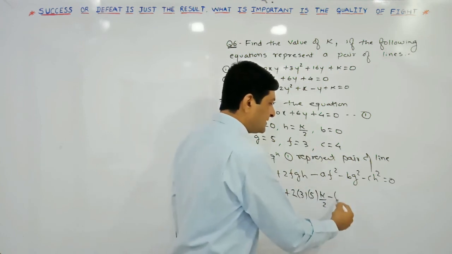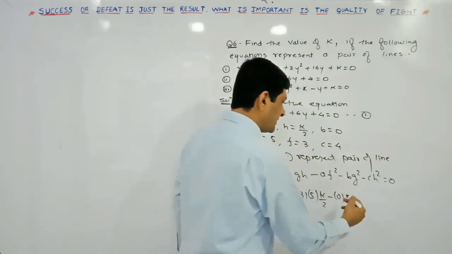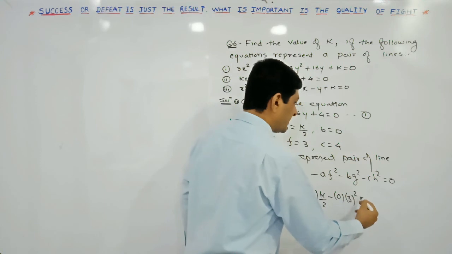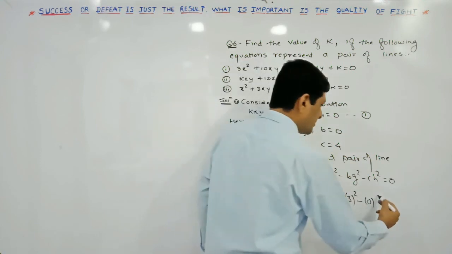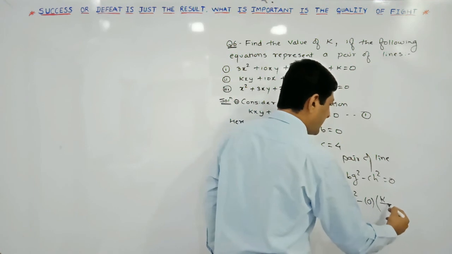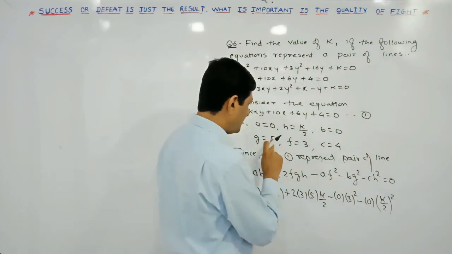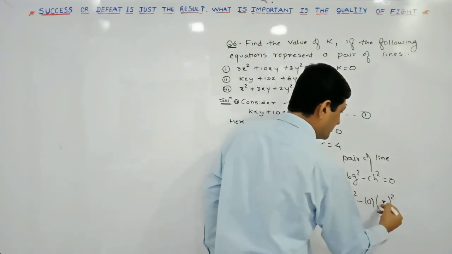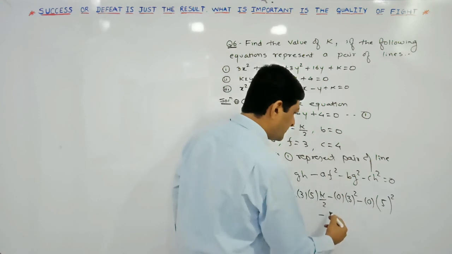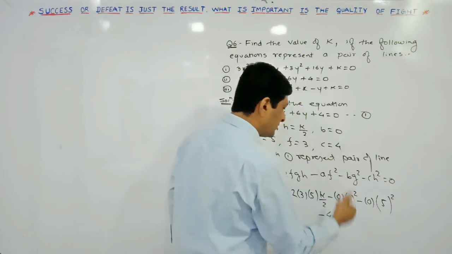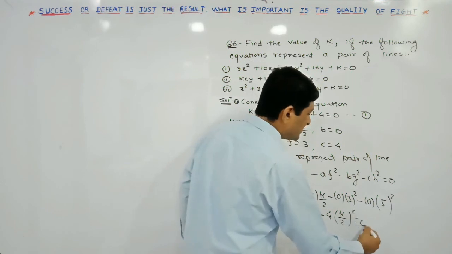Minus, again a is nothing but 0. a is equal to 0. f is equal to 3. So replace f by 3. 3 square minus b. b is 0. And g is equal to how much? Sorry, g is nothing but what? 5. Sorry, here g is equal to 5 minus c. c is equal to what? 4. And h is equal to k by 2. So k by 2 whole bracket square is equal to 0.